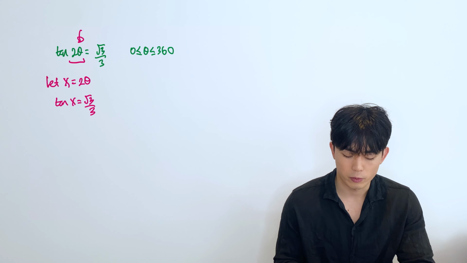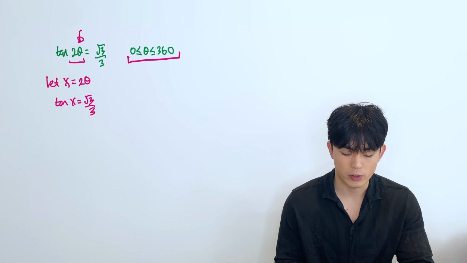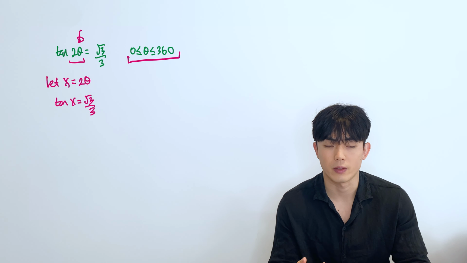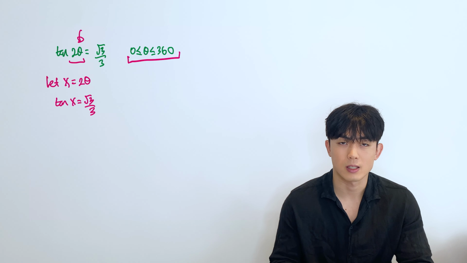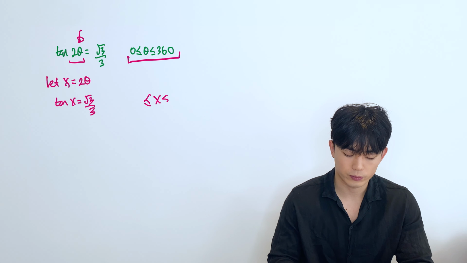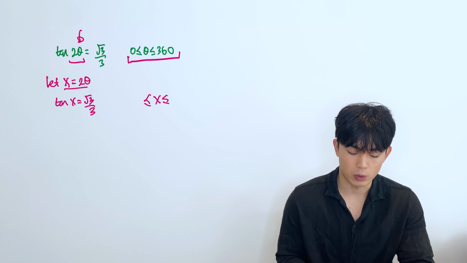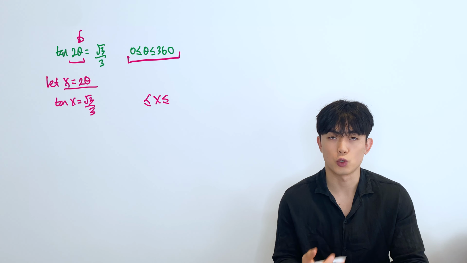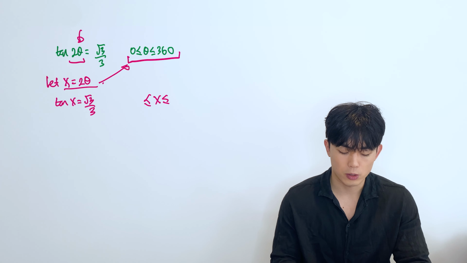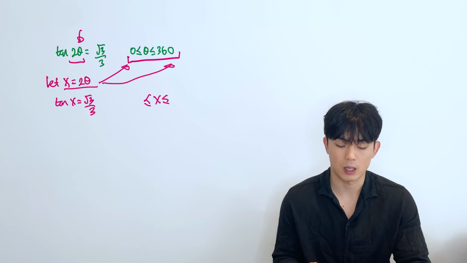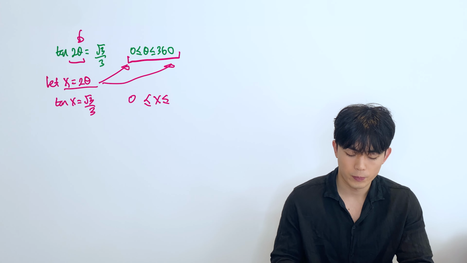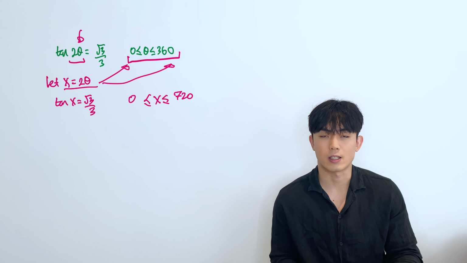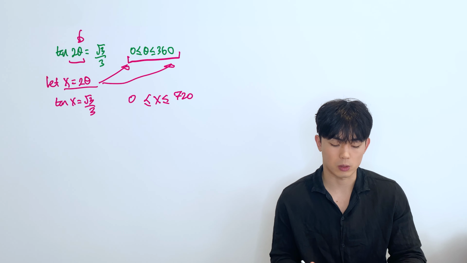Once we've done this though, we have to change the domain as well, this theta value. Because this is the domain for our theta values. We have it in terms of x. So we need the domain for x. And the way we do it is, well, the relationship between x and theta is just 2 theta, right? So you just have to multiply 2 to each, the lower limit and the upper limit. So 2 times 0 will be 0. 2 times 360 will be 720, like this. That's the domain for x. It's important that you set this up as well.